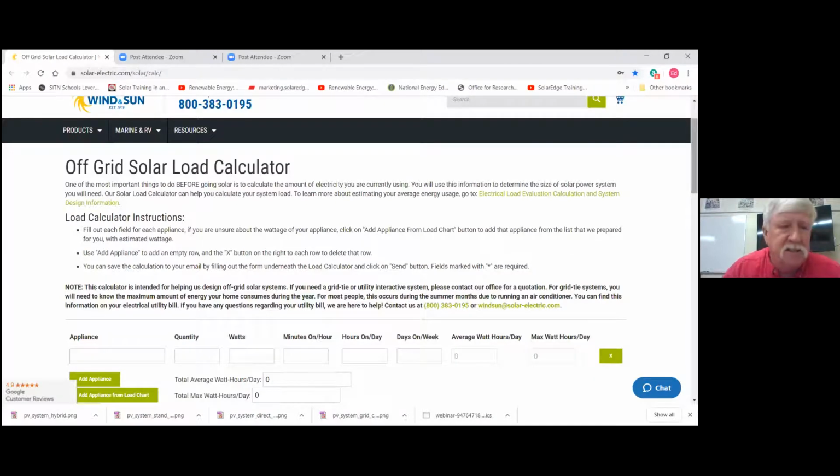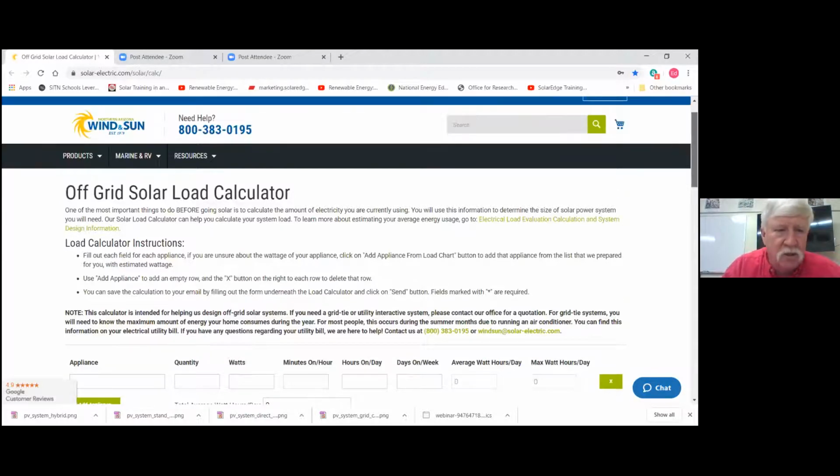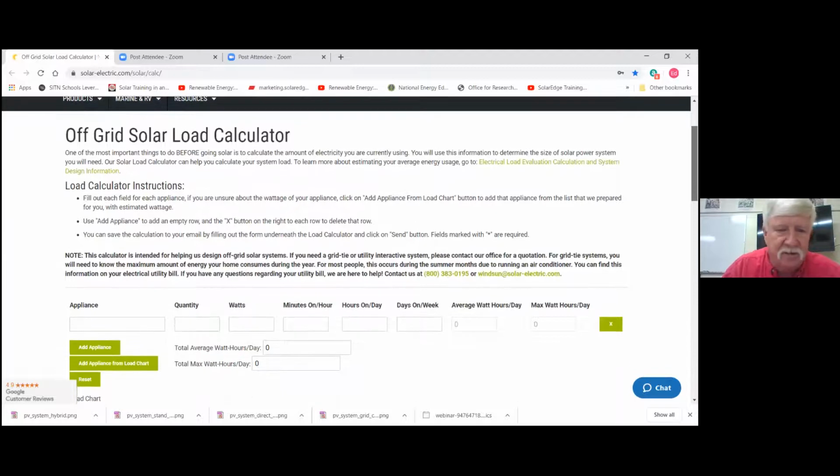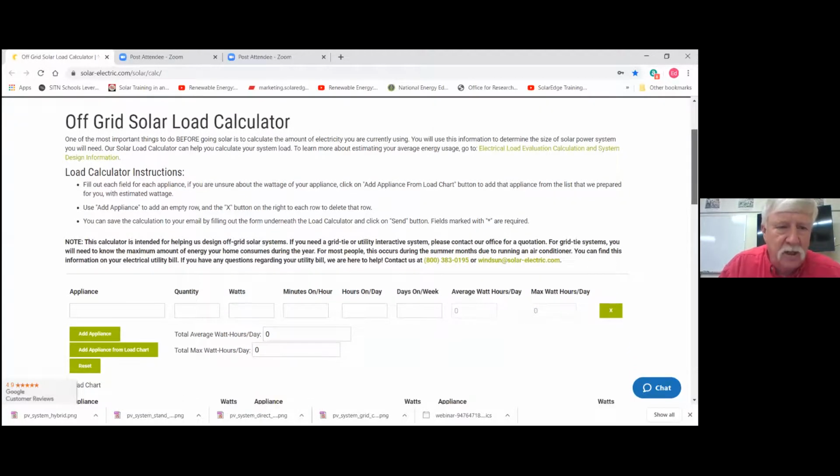So this is linked. This is solar-electric.com. This is the Northern Arizona Wind and Sun site. They're located up in Flagstaff. And so this is an off-grid load calculator.